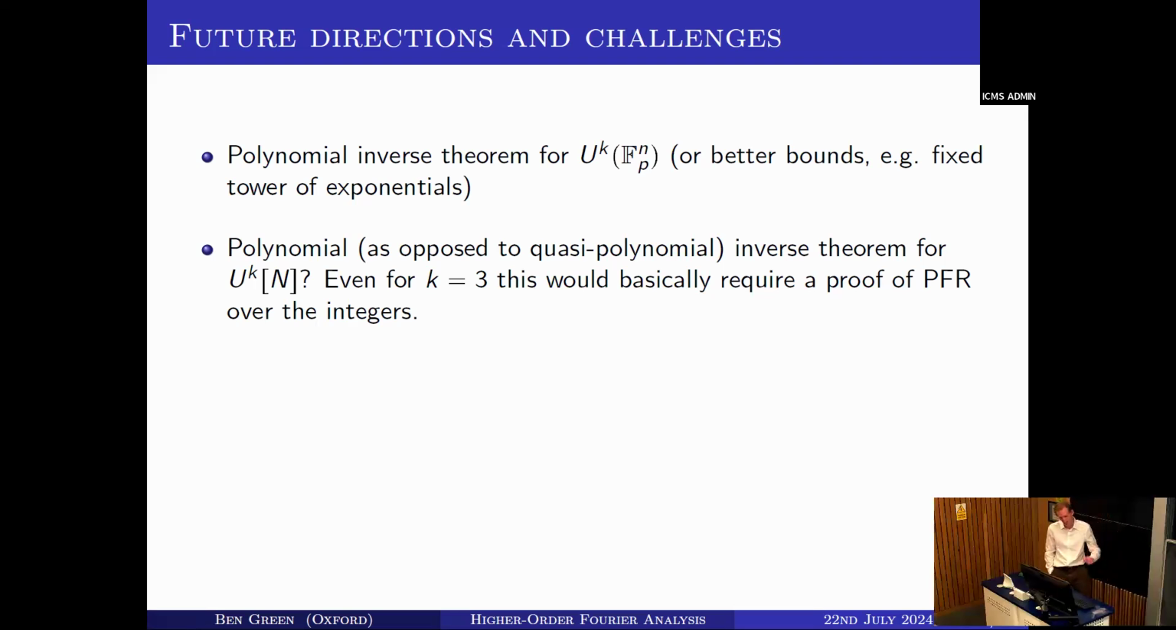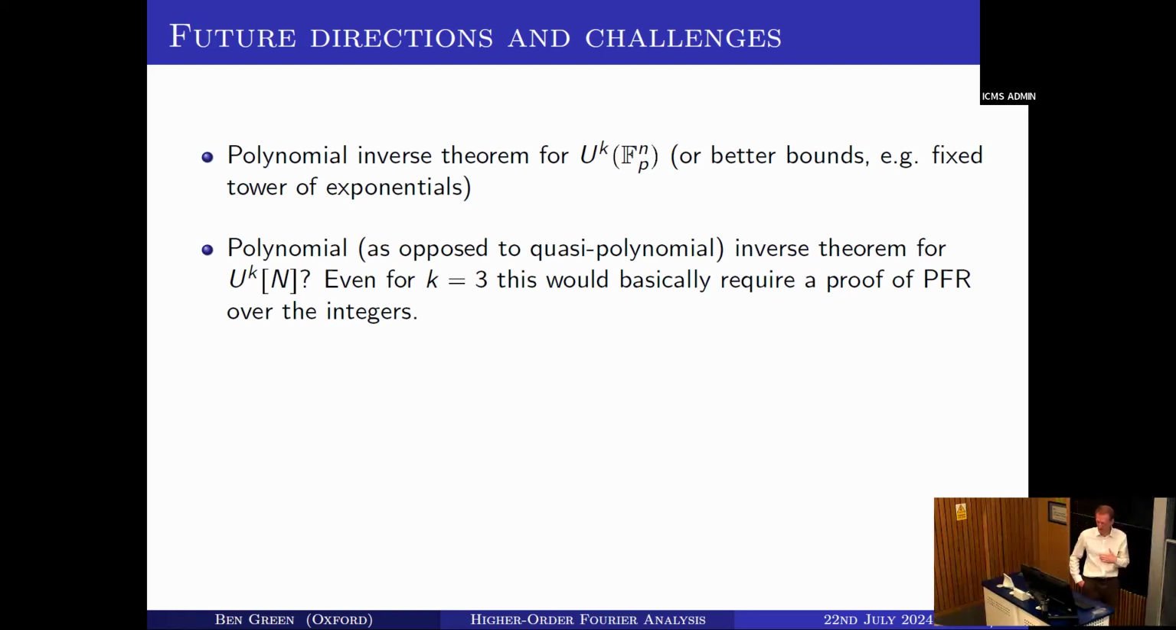So work of Ashwin, Mehtab, and James gives a quasi-polynomial inverse theorem for the UK norm. In principle, there could be some kind of a polynomial inverse theorem. We don't even quite know what the right statement would be. I mean, you can sort of write down things that might be plausible statements. And we certainly don't know what the right proof would be.